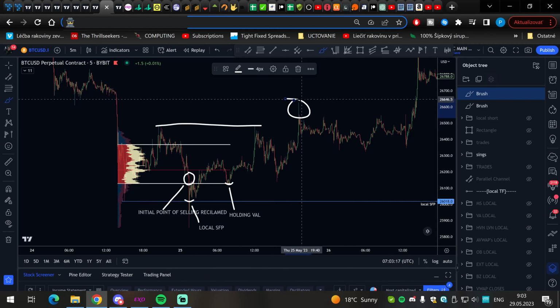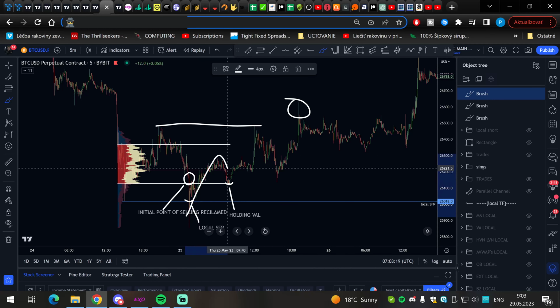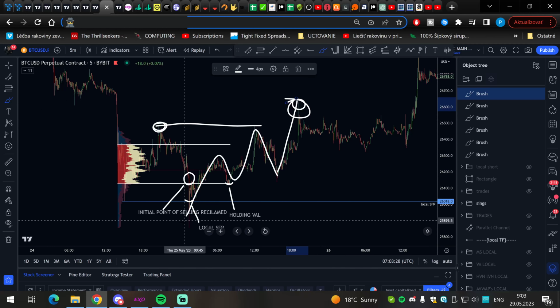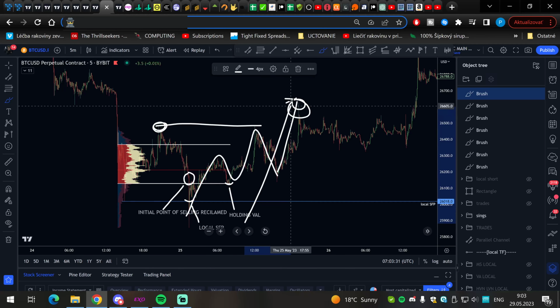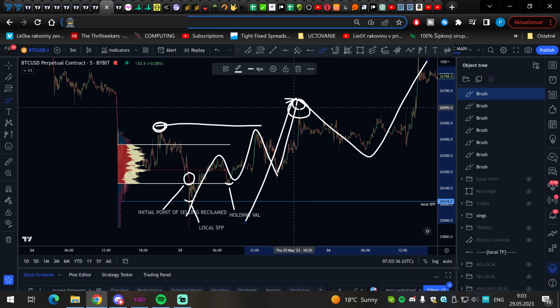So you see, and market also started to do this, yeah. So local change of market structure, but this high was very, very important to take out. So finally taken out, liquidity taken, and now you have on the higher time frame also the potential change of character. Now you find the bottom here, and on bigger time frames, on 5 to 50 minutes, you're also changing market structure.